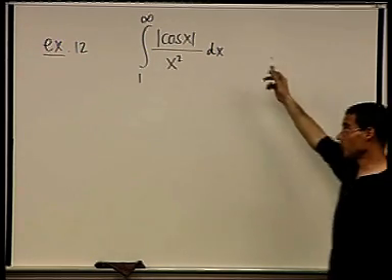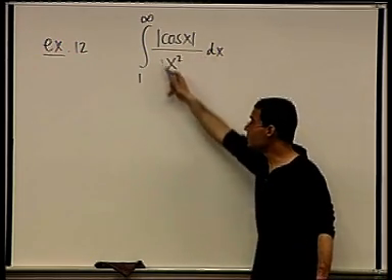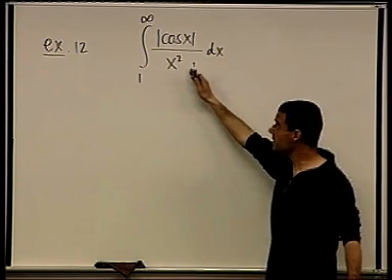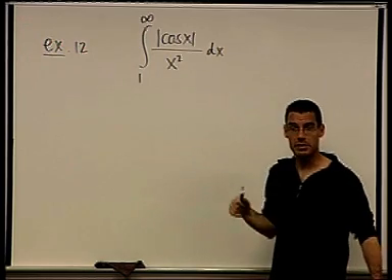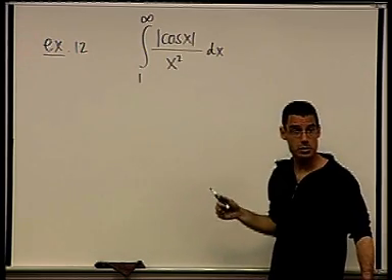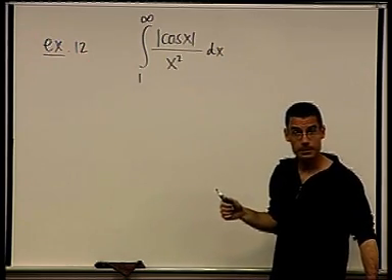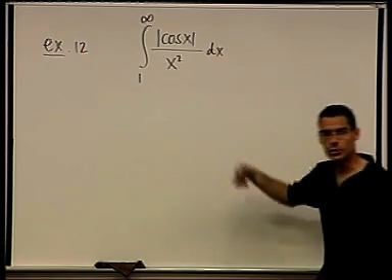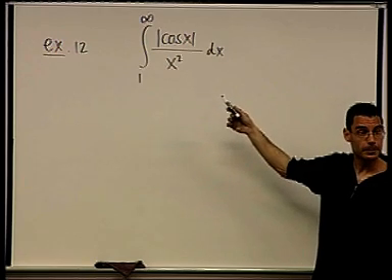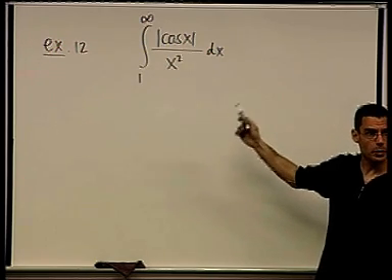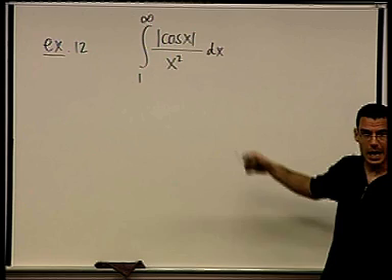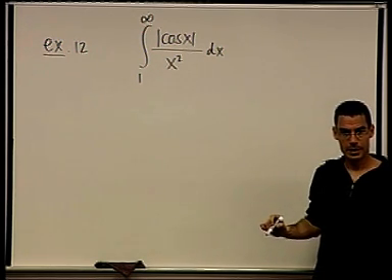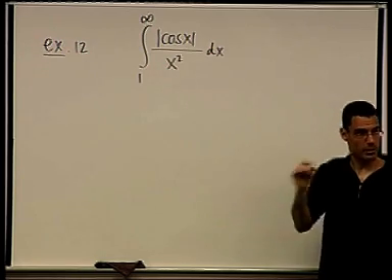On the interval 1 to infinity, this is a positive function. Do you agree? It's positive because I just forced the cosine to be positive by sticking it into an absolute value. So what do you intuitively think it behaves like? 1 over x squared. Do you agree? How am I going to formalize that? Right, with a comparison test.